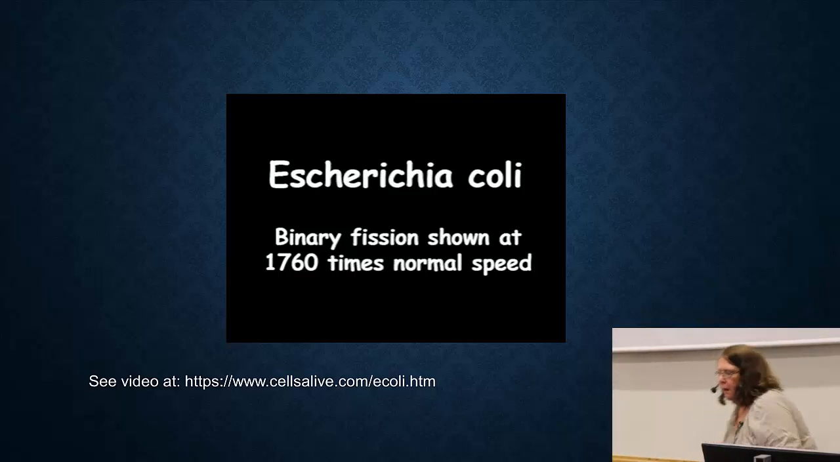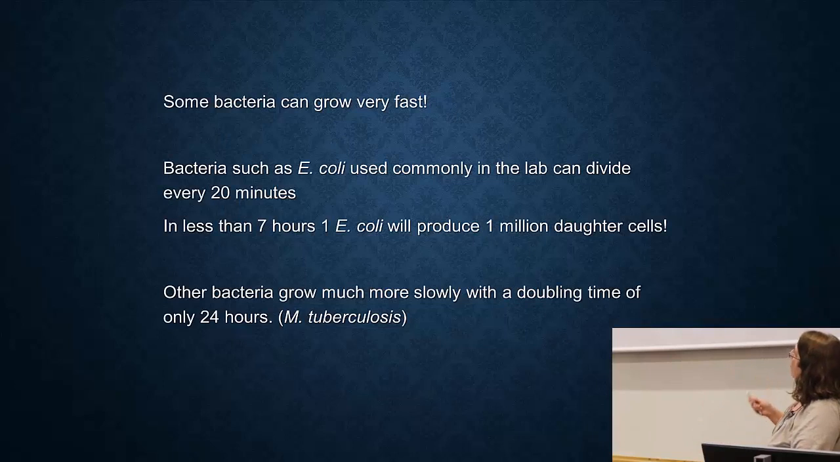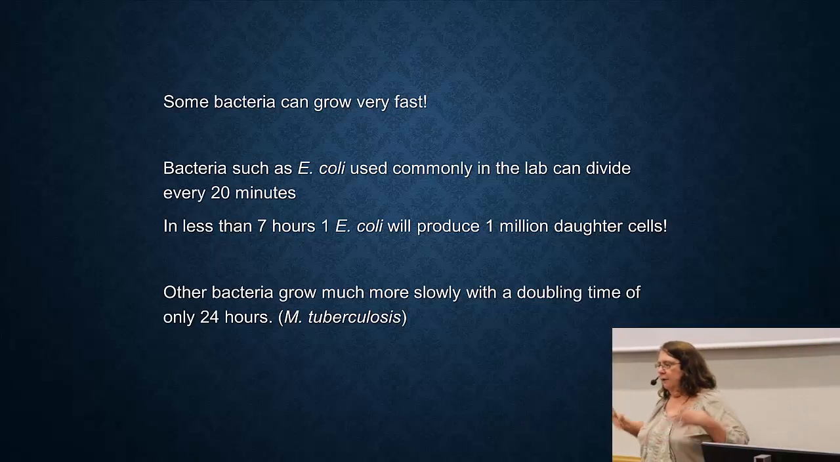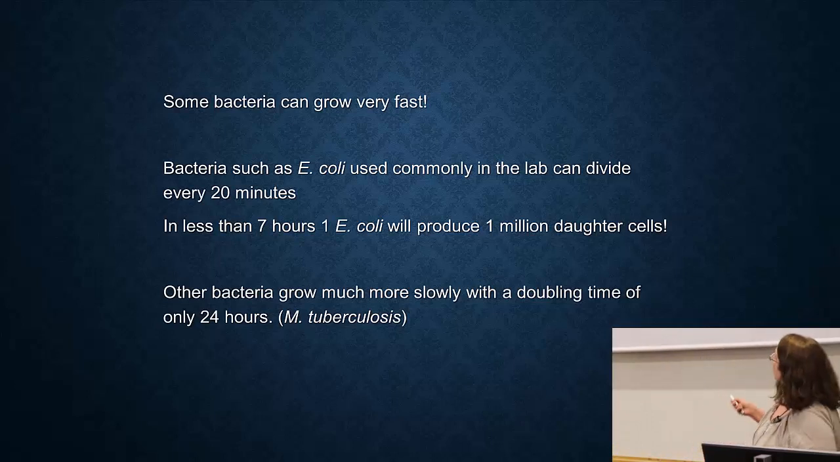Specifically, a bacteria like E. coli can grow every 20 minutes. That's why I always mention E. coli, because it grows so fast and so easily that we have a non-dangerous form of it. We can use it in a lot of experiments. So if you think about that, in less than 7 hours, one E. coli will produce 1 million daughter cells, because 1 becomes 2, becomes 4, etc. Other bacteria grow much more slowly. For example, Mycobacterium tuberculosis only divides every 24 hours.